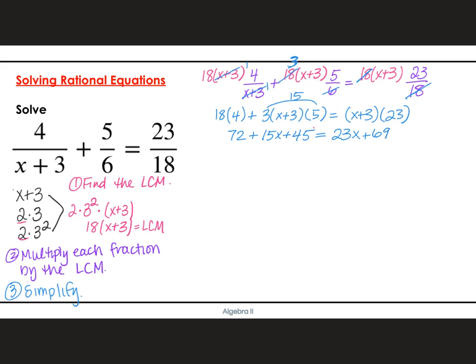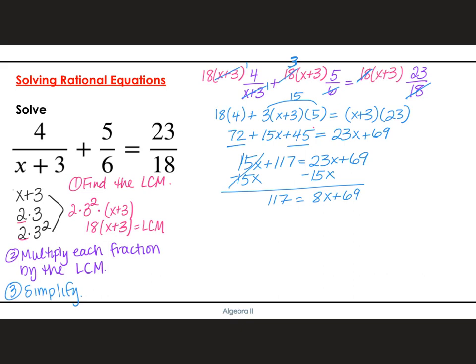So then I need to combine my like terms. So right here I have a 72 and a 45. So 72 plus 45 is equal to 117. So I have 15x plus 117 is equal to 23x plus 69. I like to keep my x positive, so I'm going to subtract 15x from both sides. And so then I have 117 is equal to 8x plus 69. I'm going to subtract 69 from both sides. And so that's going to give me 48 is equal to 8x. I'm going to divide both sides by 8. So 6 is equal to x.